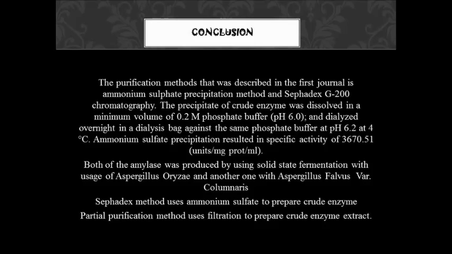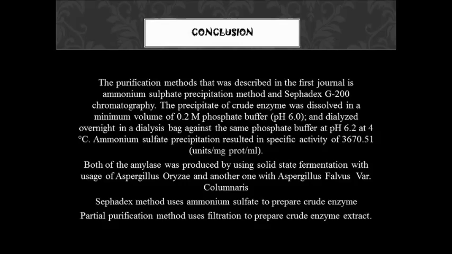In conclusion, the purification methods described in the first journal were ammonium sulfate precipitation and Sephadex G200 chromatography. The precipitate of crude enzyme was dissolved in a minimum volume of 0.2 M phosphate buffer pH 6.0 and dialyzed overnight in a dialysis bag against the same phosphate buffer at pH 6.2 at 4 degrees Celsius. Ammonium sulfate precipitation resulted in a specific activity of 3,670.51 units per mg protein per ml.